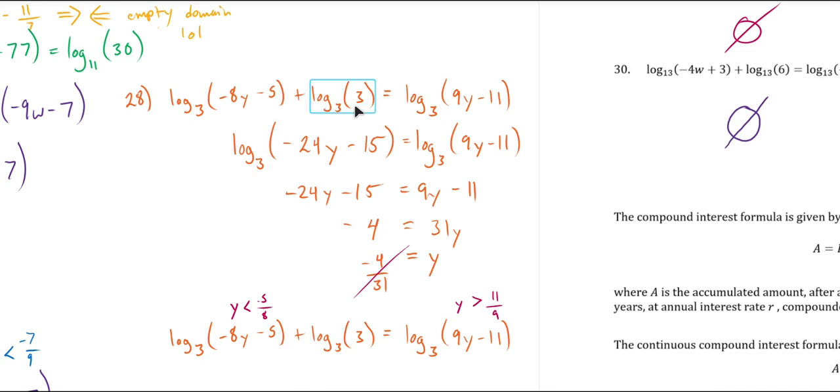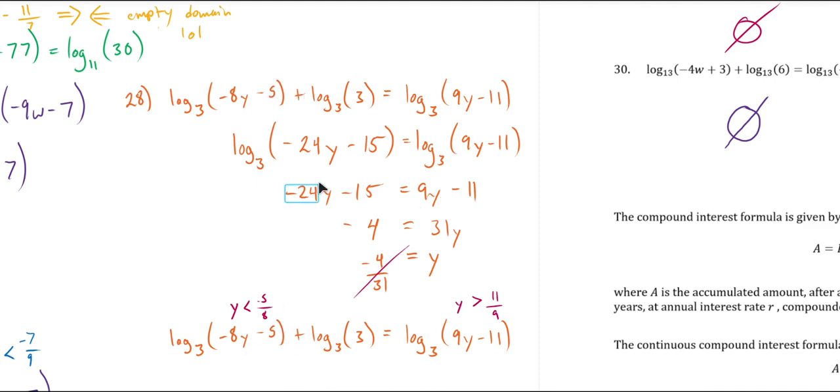28 is similar. First, let's combine these logarithms together, which means multiplying a 3 inside. Distributing gives me this. Now I can get rid of the logs on both sides by raising 3 to the power of each side to cancel the logarithms. Or, just set the arguments equal to each other. Logarithms are also one-to-one functions, so if the trick works for exponents, you might as well do it for logarithms too.